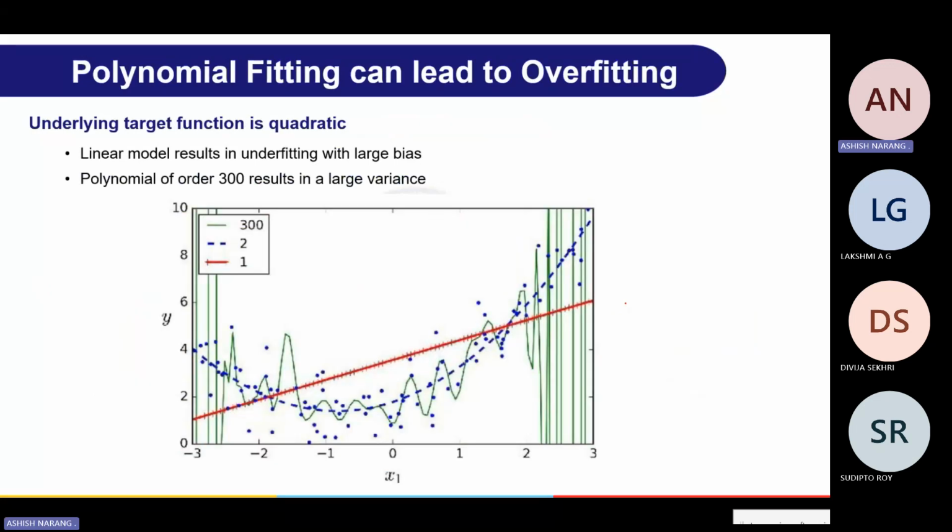Polynomial fits can lead to overfitting. This is what this particular diagram shows. Polynomial order of 300, right? This is the dotted ones.